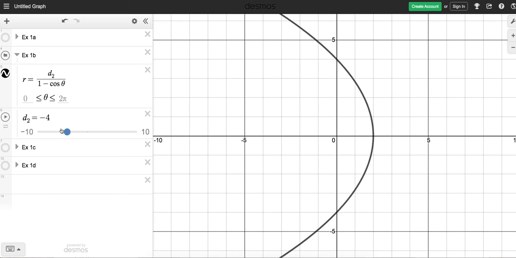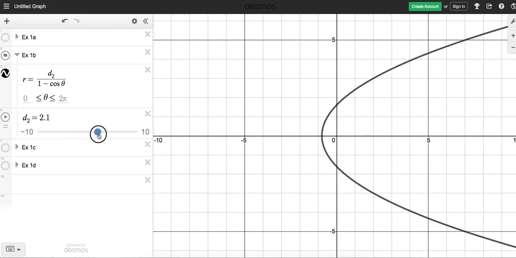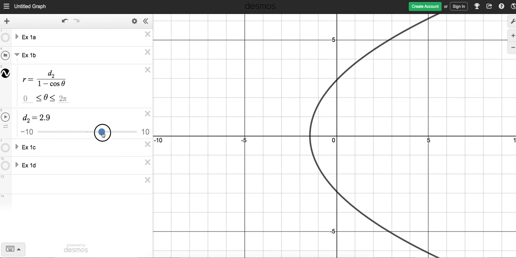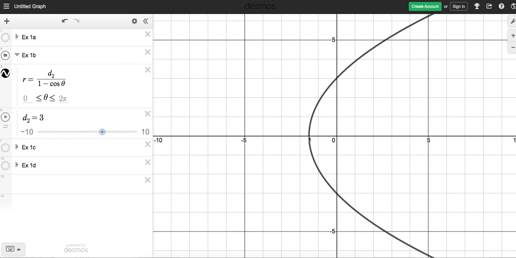So this time, when d is negative 4, our vertex is at (2, 0). Notice the y-intercepts at (0, 4) and (0, -4). When d is positive, like positive 3, our vertex is at (-1.5, 0), and the y-intercepts at (0, 3) and (0, -3).